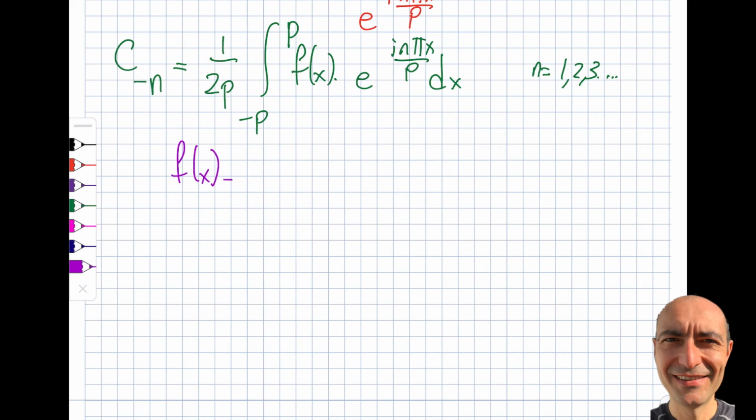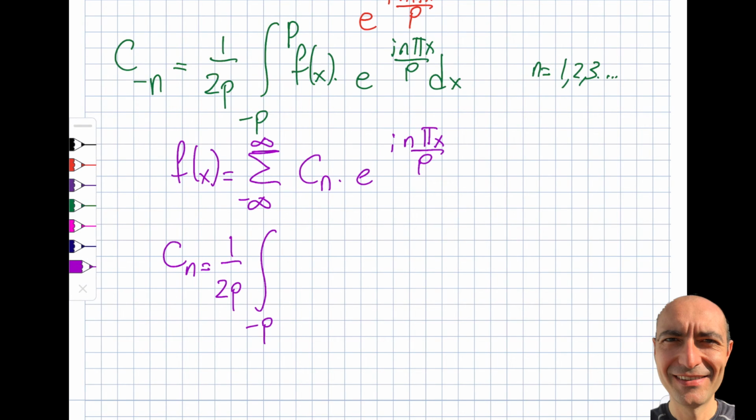F of x is equal to, so now this goes from minus infinity to plus infinity. I will have Cn e to the power of i n pi x by p. I showed you this already. This I didn't show you because I'm taking a shortcut. Does it look clear to you? Minus p to p f of x e to the minus i n pi x by p dx. But this time around, I'm going to say that n is equal to 0, plus minus 1, plus minus 2, all the way. Okay, so let me explain where this very last one comes from.